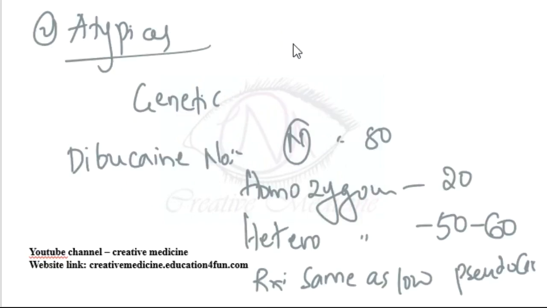Atypical pseudocholinesterase is a genetic disease which is diagnosed by the Dibucaine number. Normally it is 80. In the homozygous state it is 20, whereas in the heterozygous state the Dibucaine number is 50 to 60. The treatment is the same as low pseudocholinesterase.